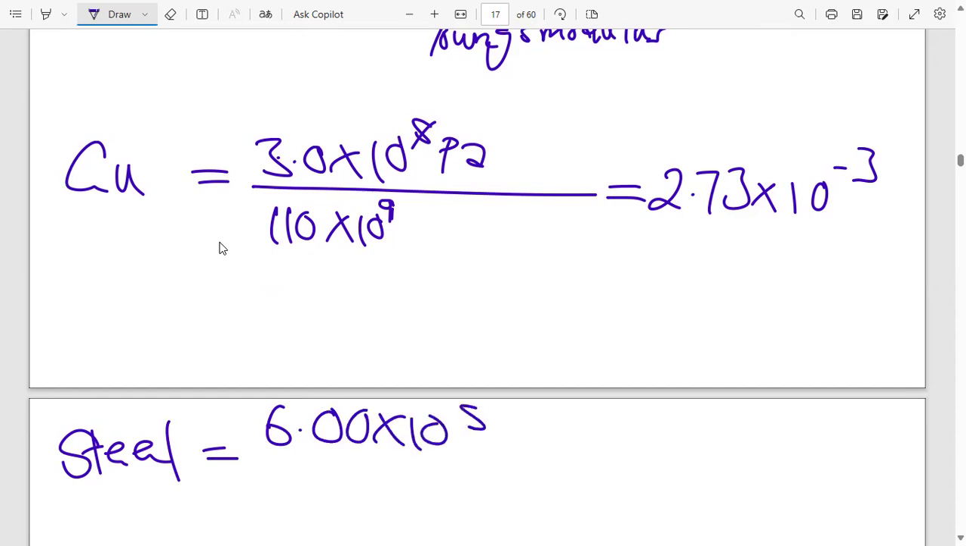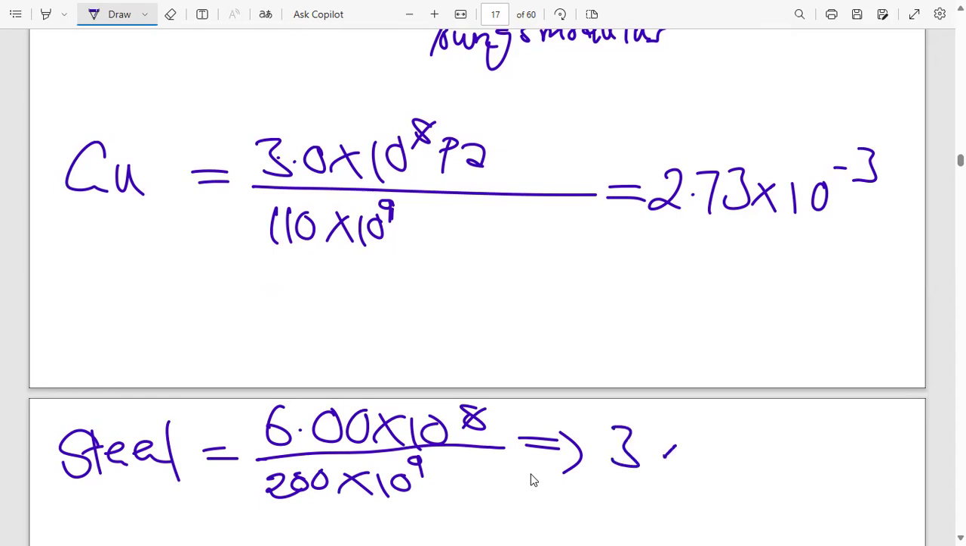For steel, 6.00 times 10 to the power 8 over the Young's modulus, which is 200 multiplied by 10 to the power 9. And this is going to give us how much? Let me punch real quick. 3 times 10 to the power minus 3, like that.